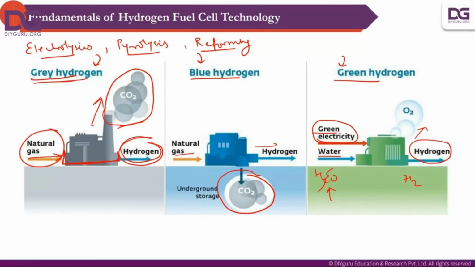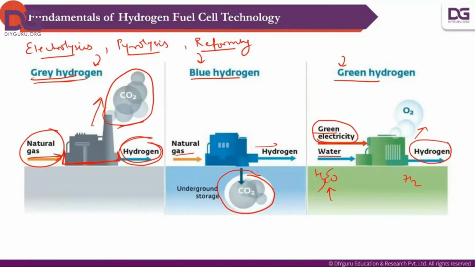But if we try to collect this pollution, not evacuating it into the atmosphere directly, maybe it is collected in some tank, it is stored somewhere, it is not released, which would be harmful to someone directly, so that is called blue hydrogen. But still some pollution is there.